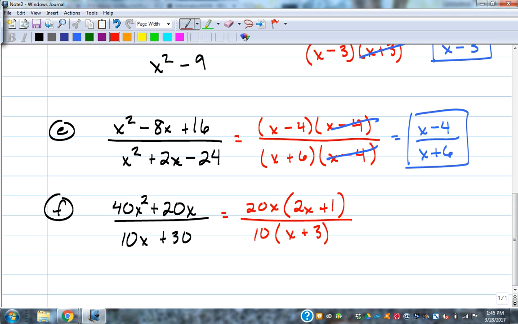Now, this one's a little bit more difficult, or it's easy to factor. GCF's a pretty easy way to factor, but it doesn't look as simple as far as canceling does as the previous problem does, right? Where's the cancellation happen at? Yeah, the 20 and the 10 can cancel there. They're factors. So 10 goes into itself one time and then the 20 two times. So we're left with 2x, parentheses 2x plus 1 over x plus 3.